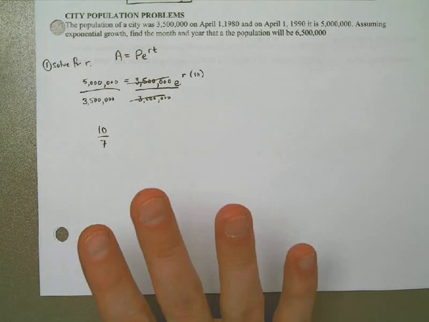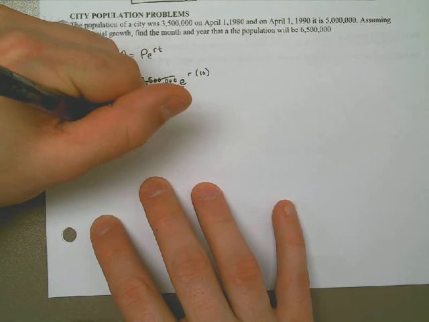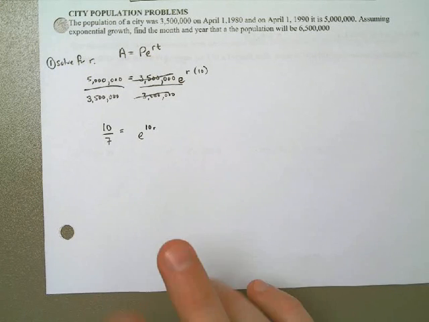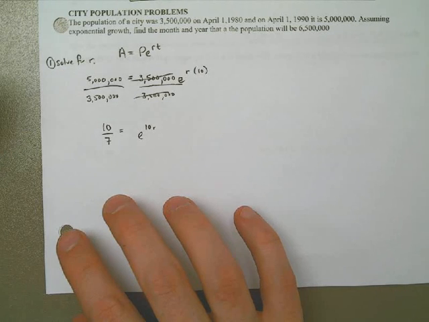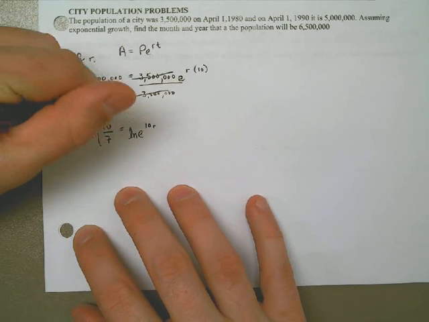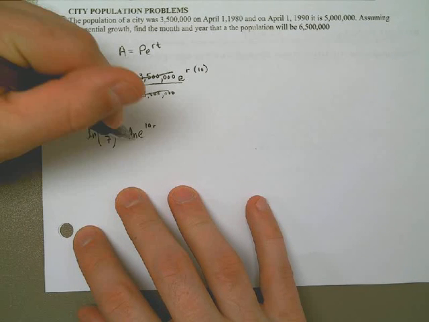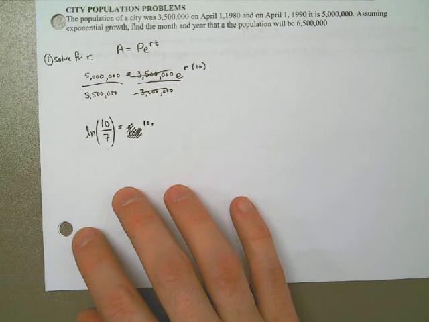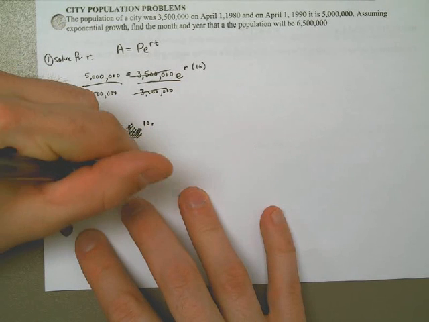Now that I have the e by itself, I need to get rid of the e, which means taking the natural log of both sides. So the natural log of 10 sevenths is the same thing as the natural log of e to the 10r. And the reason I do that is because the natural log and the e go away. That leaves me the 10r on the right. So if the natural log of 10 sevenths is equal to 10r, then to get r by itself, I just need to take this value and divide it by 10. I'm not solving for a time period, I'm not finding anything else. All I've done is I've found the growth rate.